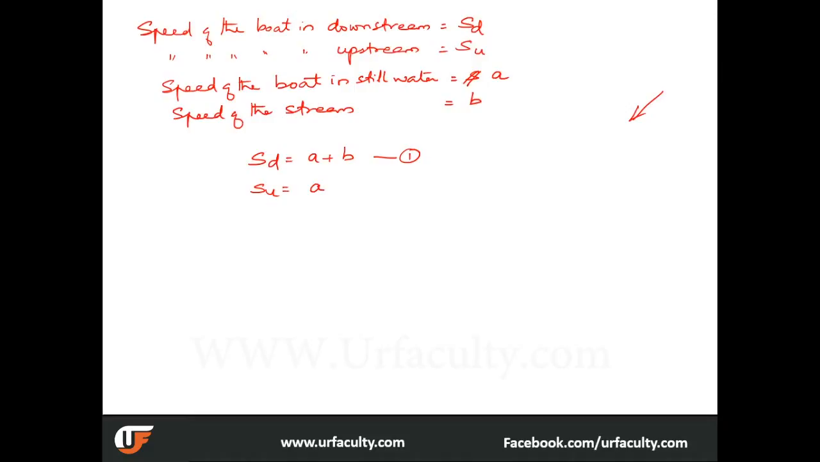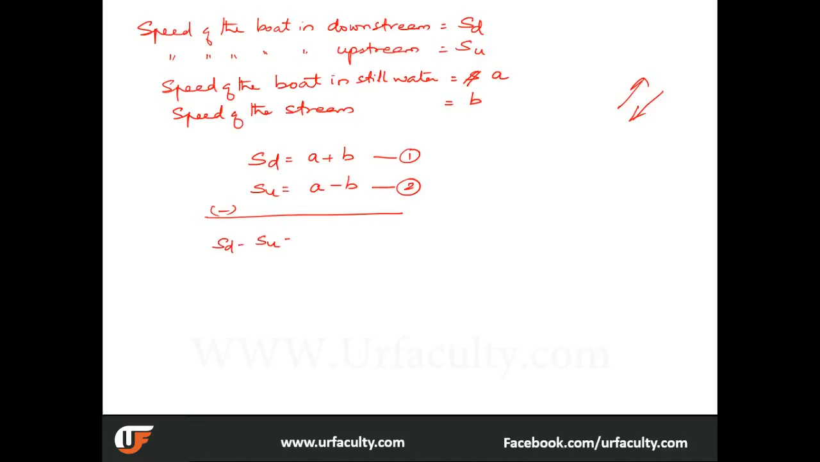A minus B. So when you're going up, you need to put extra pressure to move up, and your relative speed comes down drastically because the stream is going in the opposite direction. So it becomes A minus B. Right? Now, if we have to do a subtraction in this equation, so what happens?